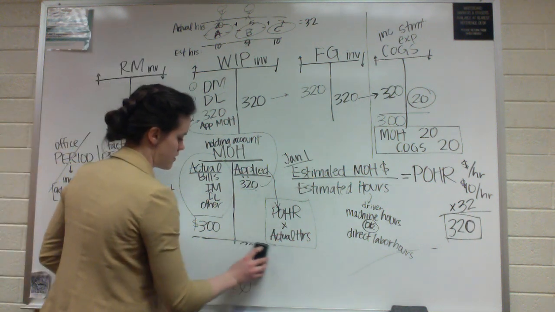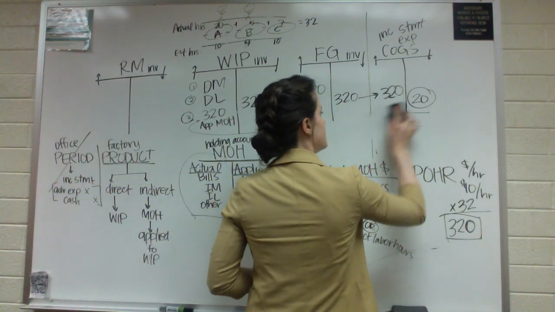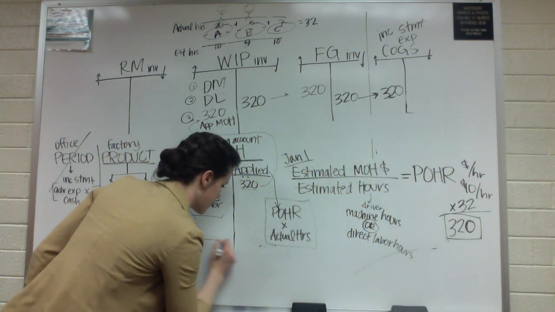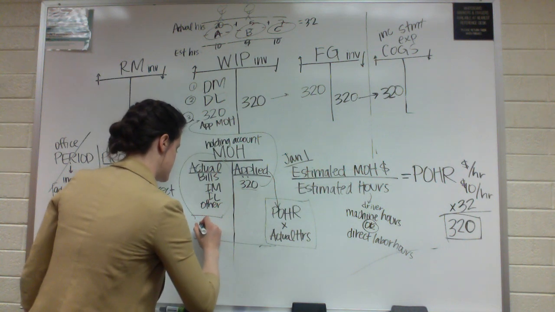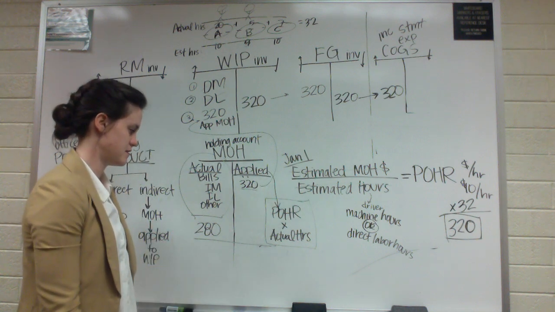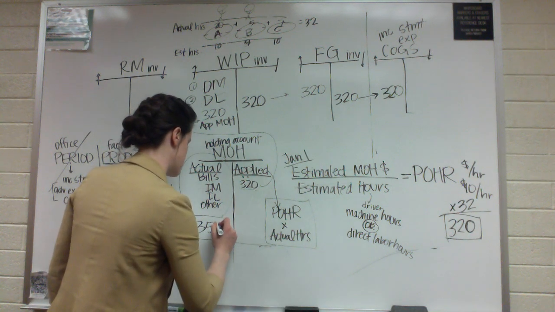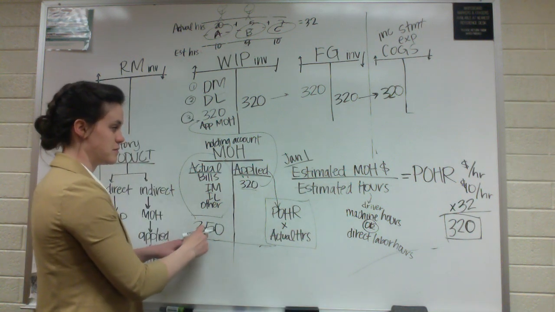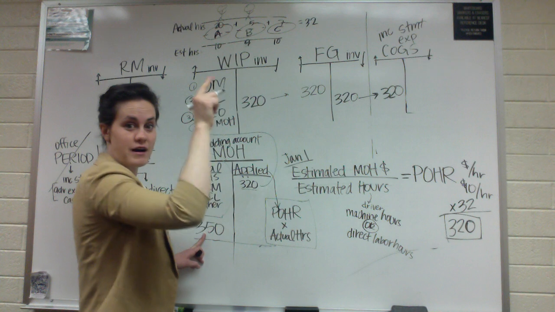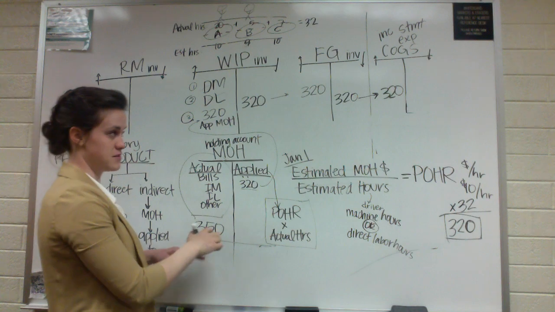So let's say that instead of being over applied, our actual bills came in at, well, actually, that's not what I want. Let's say our actual bills came in at $350. Okay? So my actual bills were $350, but I only sent through $320. So is my cost of goods sold too high or too low? It's too low compared to our actual bills, right?